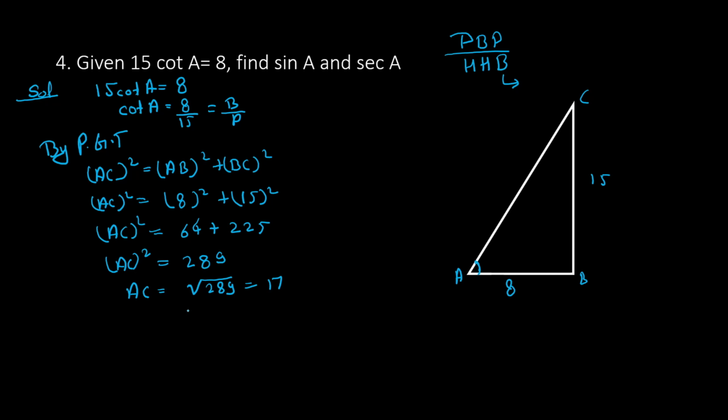Now we have to find sin A. Sin A is perpendicular upon hypotenuse. So perpendicular is 15 upon hypotenuse is 17. And sec A is hypotenuse upon base. So hypotenuse is 17 upon base is 8. So it is the answer.